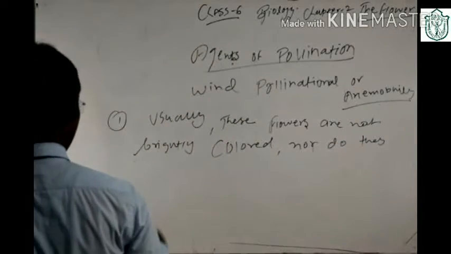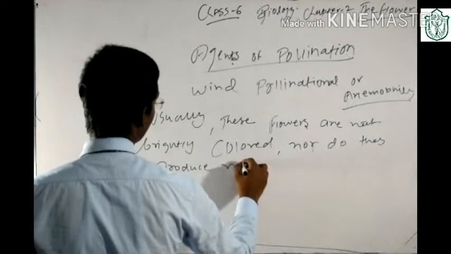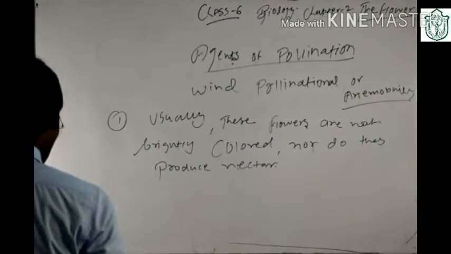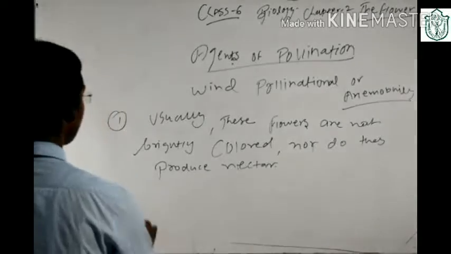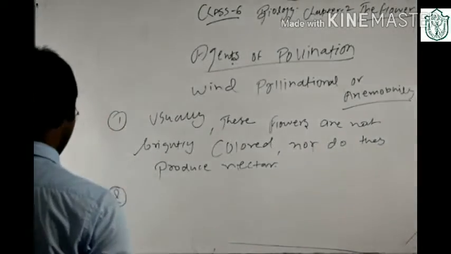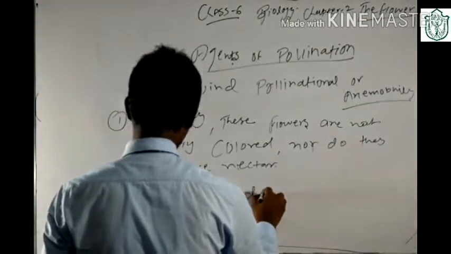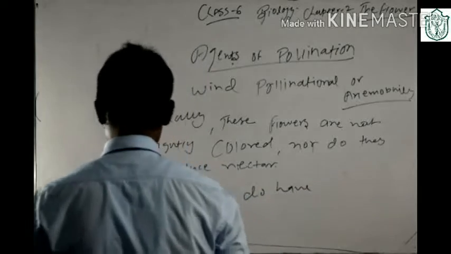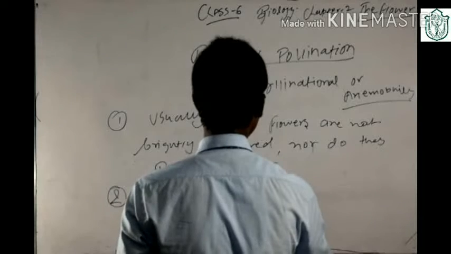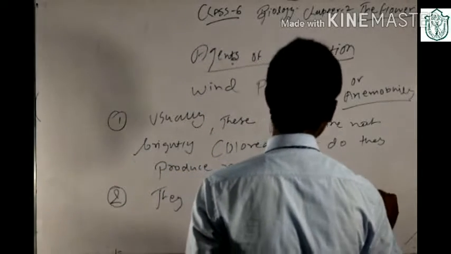Nor do they produce nectar. Number second, a characteristic of flowers to get pollinated by the wind: they also do not have any fragrance.